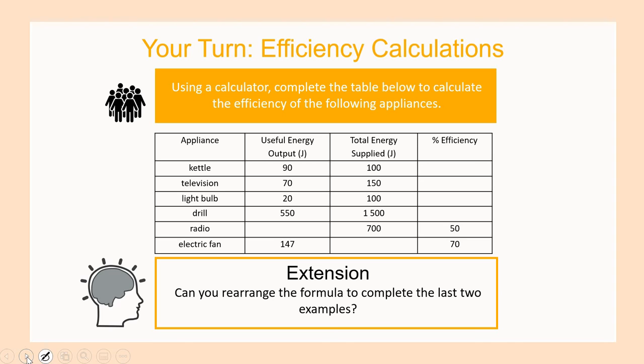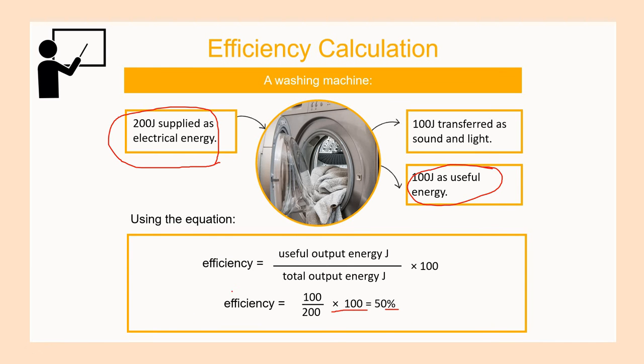Now it's your turn. Use a calculator to complete the table below. You're going to need to copy this into your books first. To calculate the efficiency of the following appliances, please make sure you show your working, like I did on the previous slide.